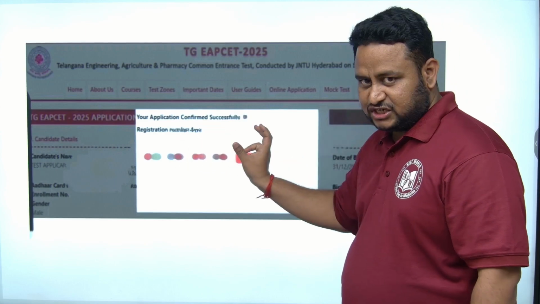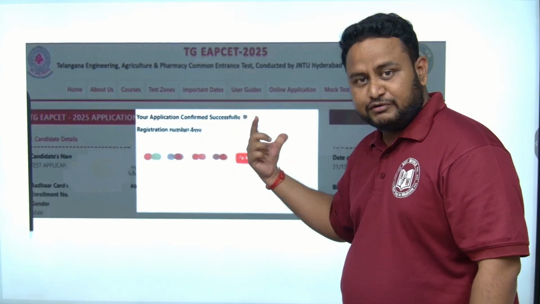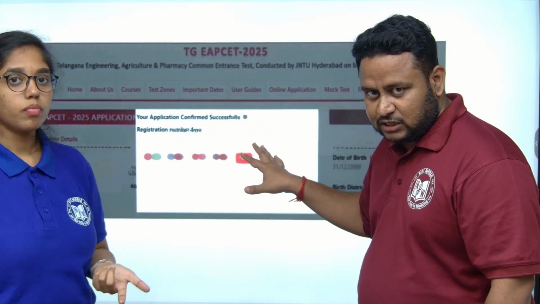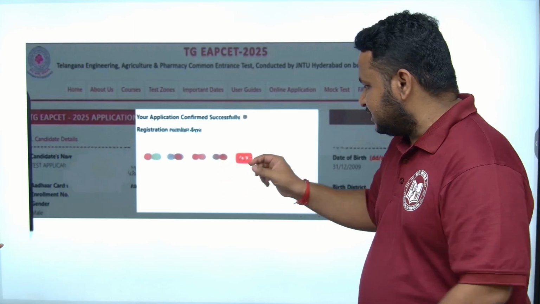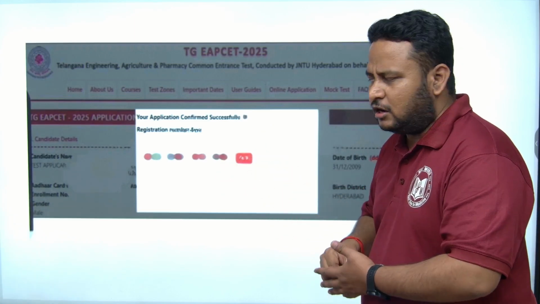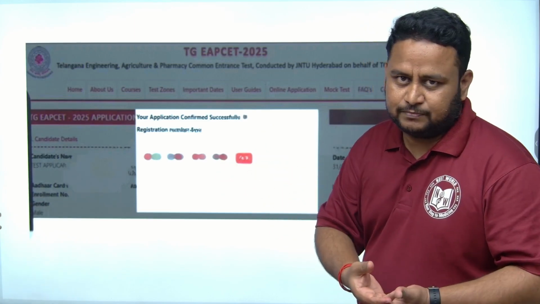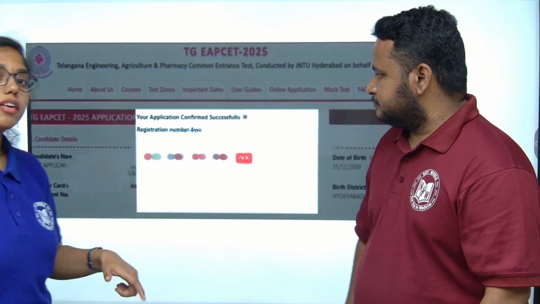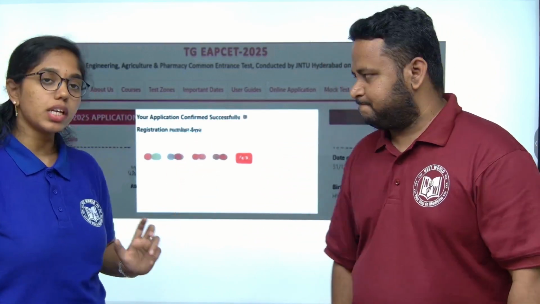You will get the registration number. That registration number you have to save. Either you can take a screenshot, or if you are doing it in a browsing center, make a note of that application number. Also, you will get it in your registered mobile number and on your mail ID also.